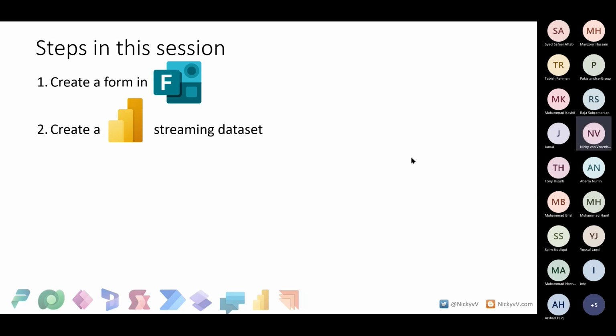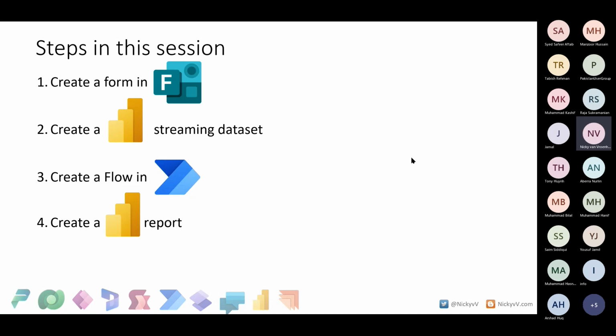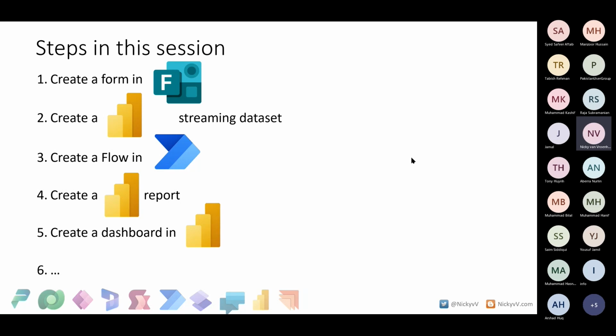We need a streaming data set for it because the data in the form will be processed when it's filled in. I'm going to create a flow also in Power Automate, then a report on top of that streaming data set. And the last part is creating a dashboard on top of the report. And that dashboard is important because I want to have a live refresh. And I will show you that in the end also.